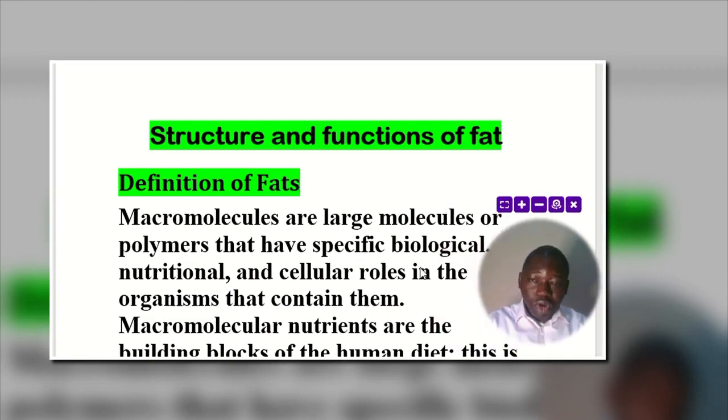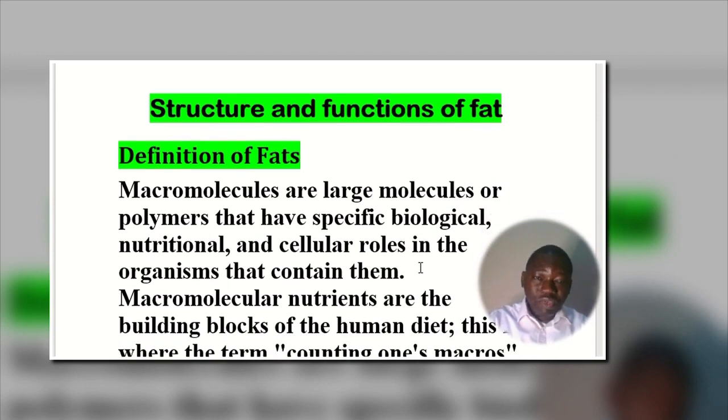Now, before I go to functions and the structures of fat, I need to start with the definition of what fat means. What does it mean when we talk about fat? So that is where we are going to start from at this time.